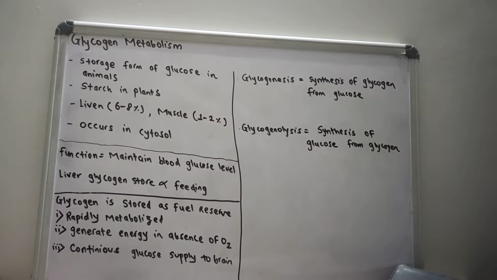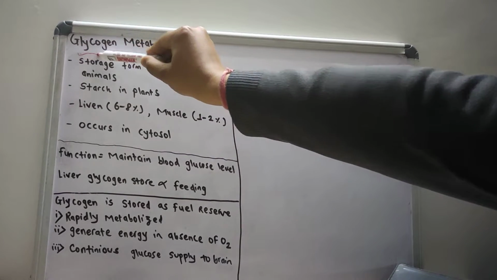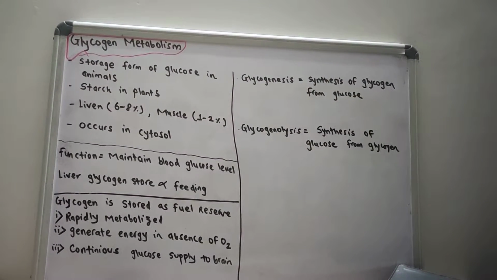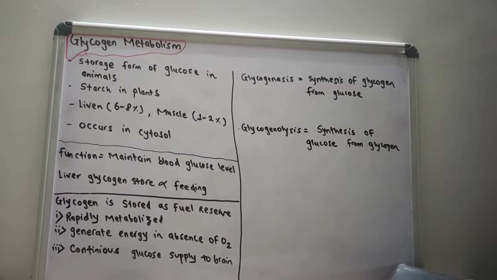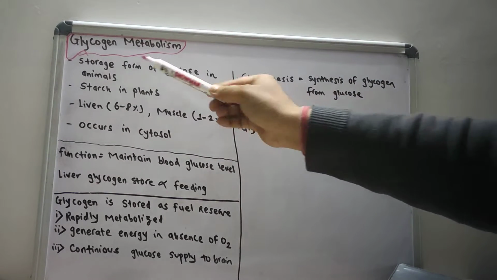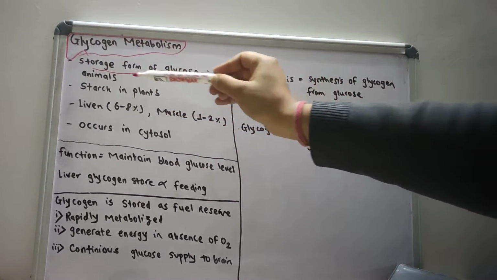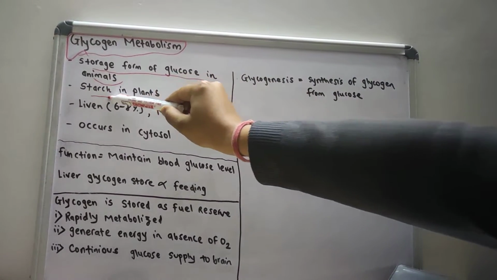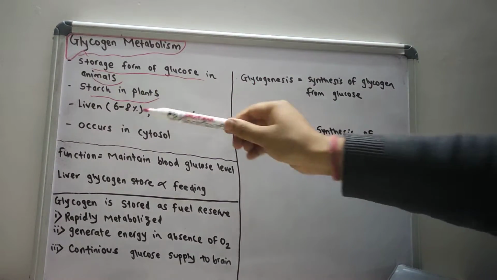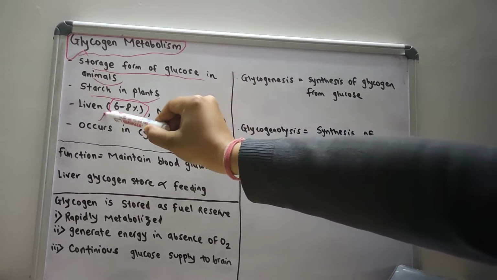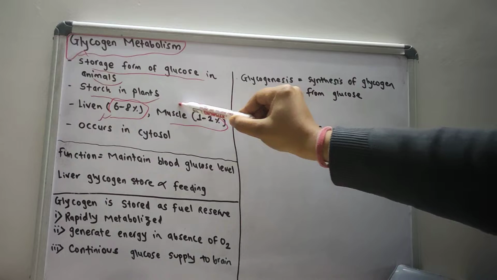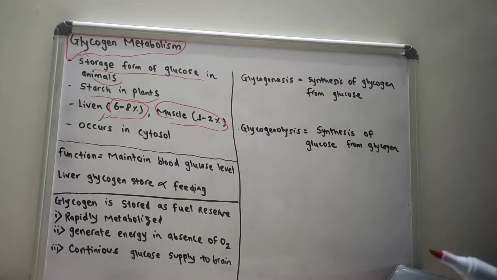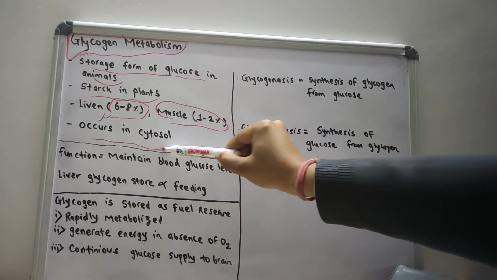From this video we are going to discuss glycogen metabolism. Before actually starting the glycogen metabolism, I want to say something about glycogen. Glycogen is the storage form of glucose in animals, and in plants the storage form of glucose is starch. 6 to 8% of the glycogen is stored in the liver, whereas 1 to 2% is stored in muscles. Glycogen metabolism mainly occurs in the cytosol.